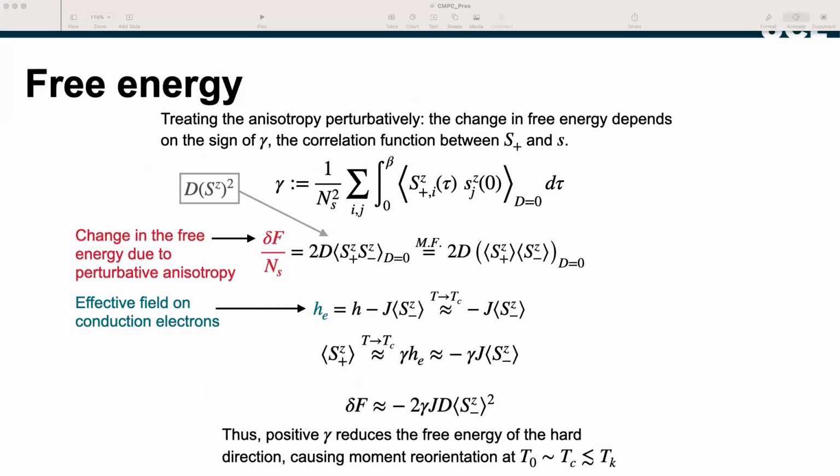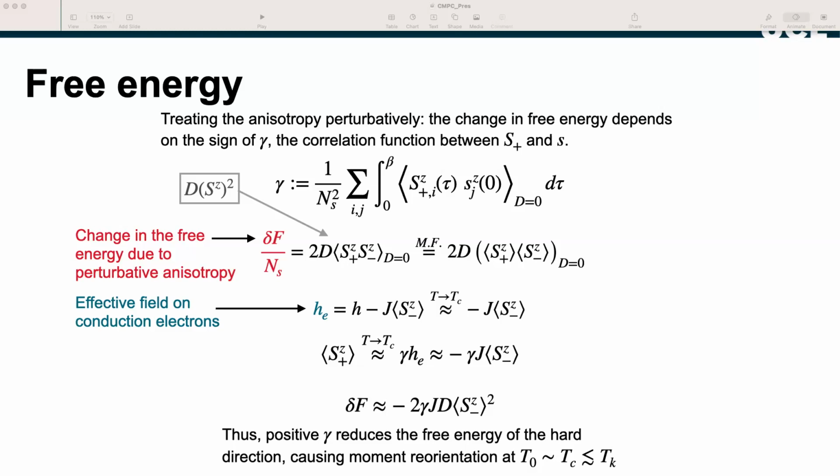So then we consider the free energy. We show that the free energy depends on the correlation function between S plus and the conduction electrons. That correlation function is defined as such. So from the Hamiltonian, you can show that the change in the free energy depends on the excitation by F plus S minus. D equals 0, so we treat the anisotropy conservatively.